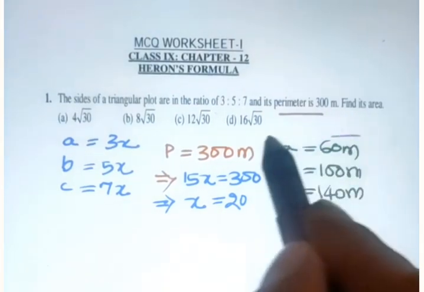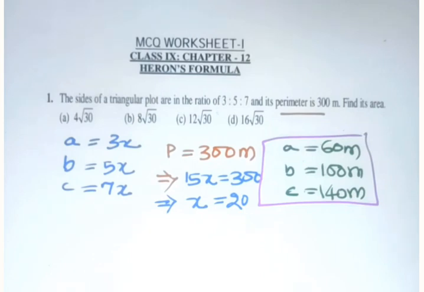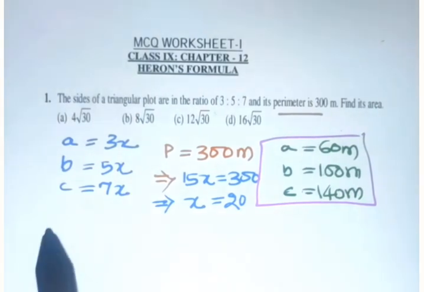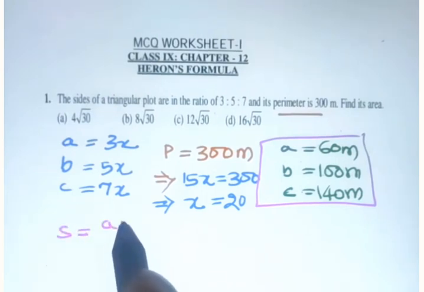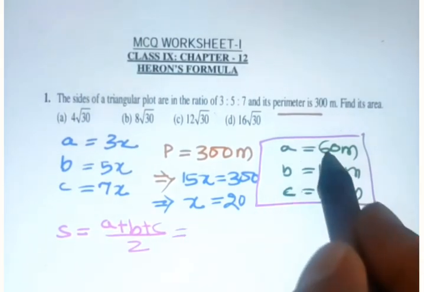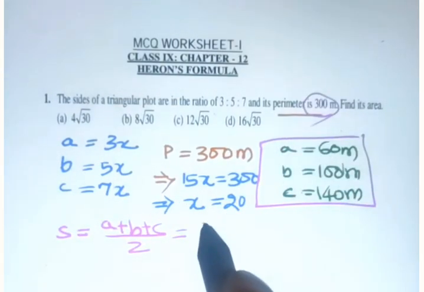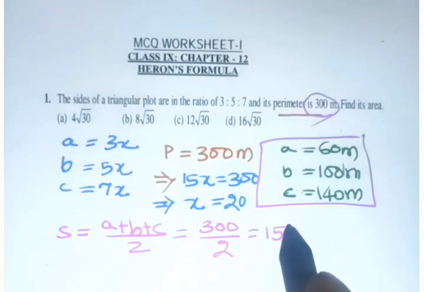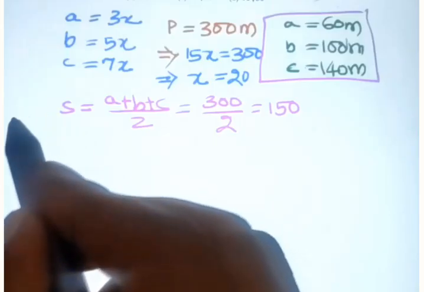So अभी हमारे पास ये तीनों साइड का लेंथ है. So now we can easily calculate the area of the triangle by using Heron's formula. So to use Heron's formula, at first we need to calculate S. S is nothing but the semi-perimeter, that is A plus B plus C upon 2. So 60 plus 100 plus 140, which will be 300 divided by 2 gives us 150. So the semi-perimeter is 150.